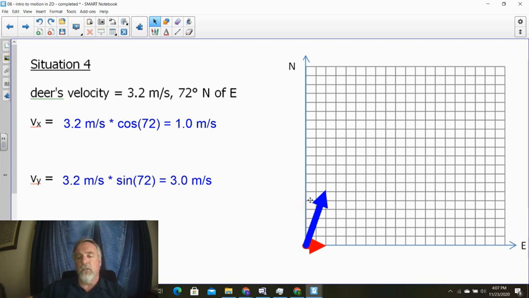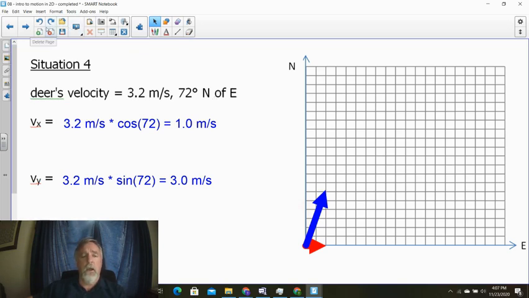The angles are very similar. They're just with respect to different axes. In situation 3, it was with respect to the x-axis. Situation 4, that 18 degrees is with respect to the y-axis. That's why we're seeing some of the similar numbers. But typically our standard is we're going to measure things with respect to the east axis, to the x-axis, and that's why this one now is 72 degrees north of east.